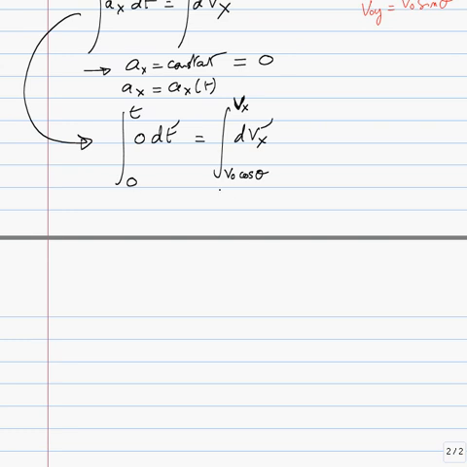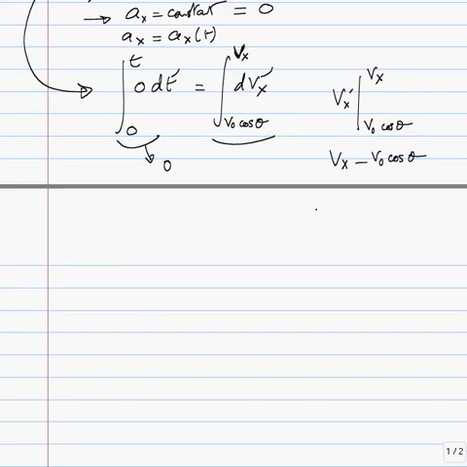The right-hand side will give me vx prime evaluated between vx and v naught cosine theta, which will then give me vx minus v naught cosine theta. And the left-hand side is just going to be 0. Therefore, as I move this term to the other side of the equation, vx is equal to v naught cosine theta.